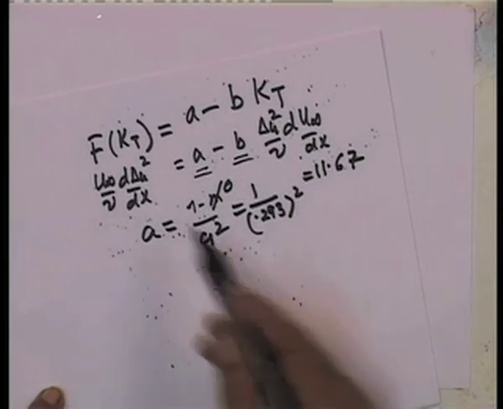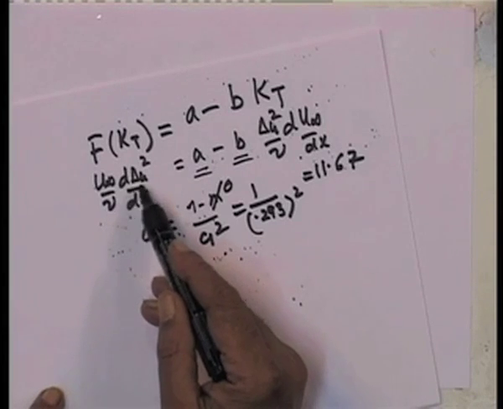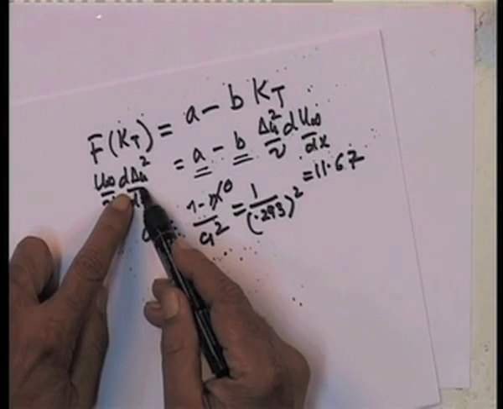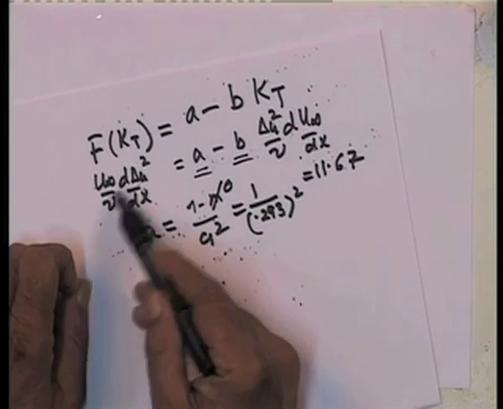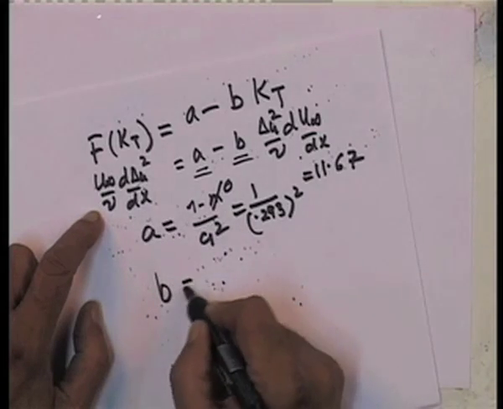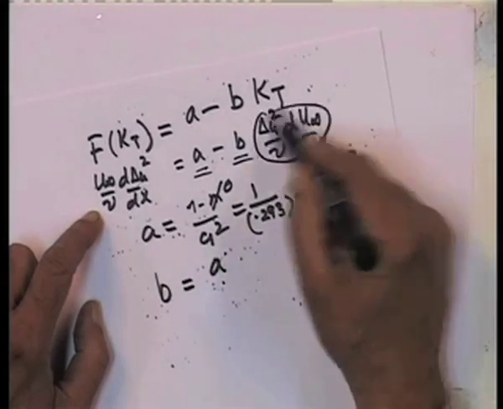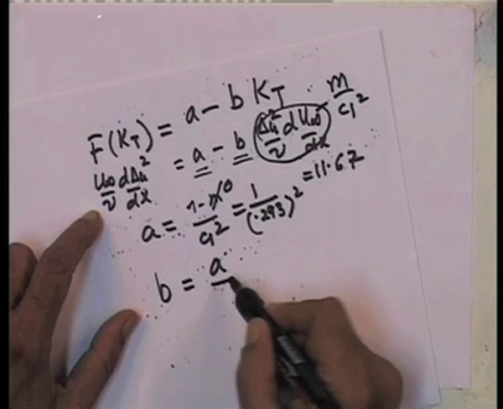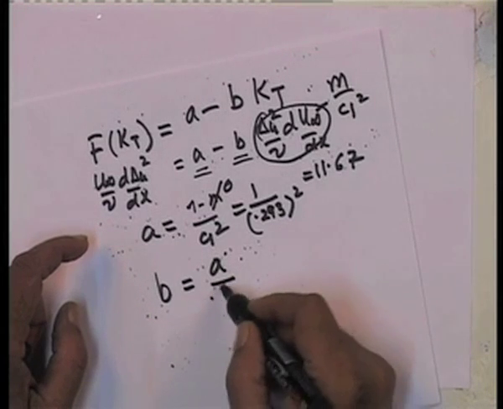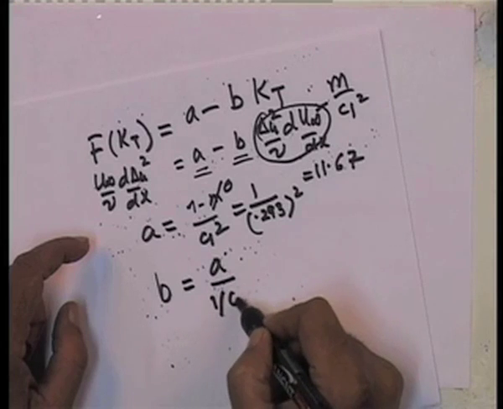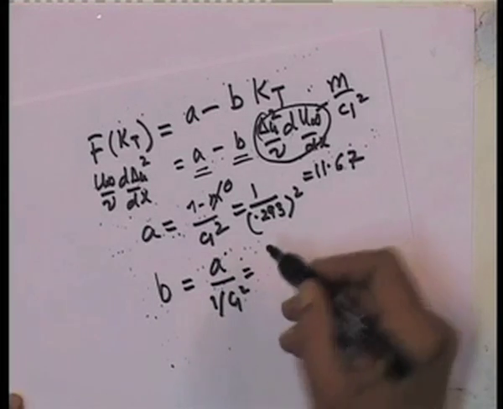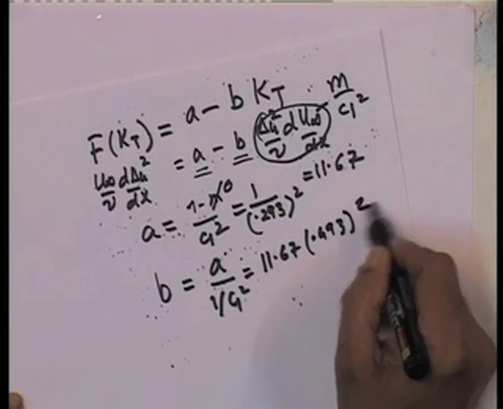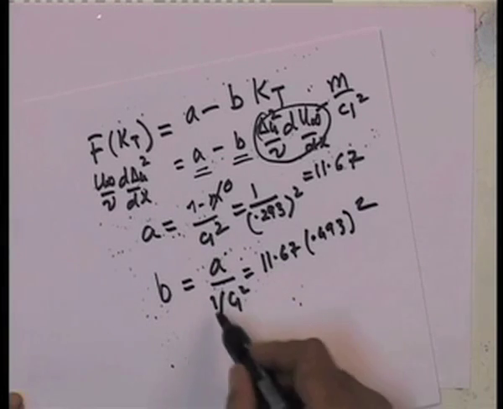Now B would be determined where this is 0, and you will recall for stagnation point solution all thicknesses are constant and therefore this is equal to 0, then B will be simply A times this quantity, which is m by C1 square, and m is equal to 1, m by m, which is 1 over C1 square. That will be equal to 11.67 into 0.493 whole squared, which gives you 2.87.